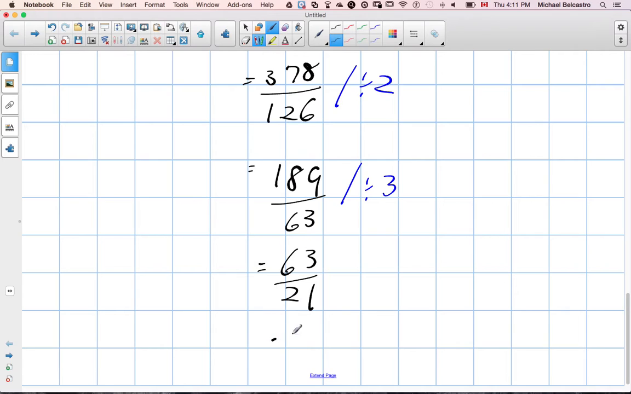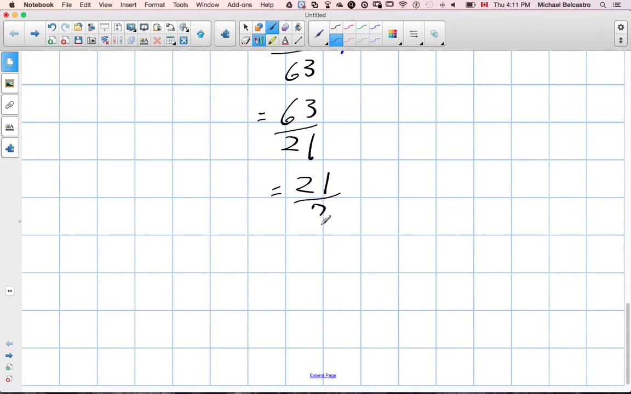3 goes into both of those. 21 over 7. 7 goes into this. Oh my gosh, the answer is actually 3. Yeah. So if we go back up to the top, sorry, I'm confused. How did you get 3? 21 divided by 7. Oh, okay. So if I divide 21 by 7, that's 3, and 7 by 7 is 1, so it's 3 over 1.